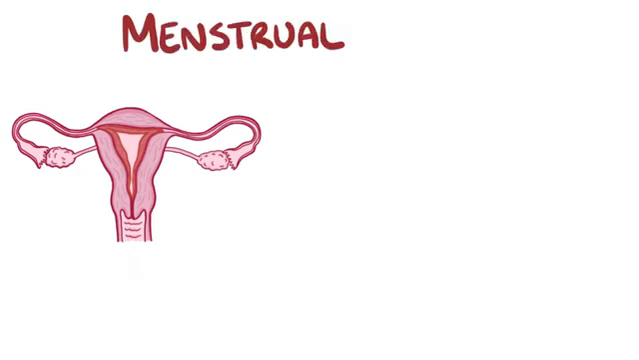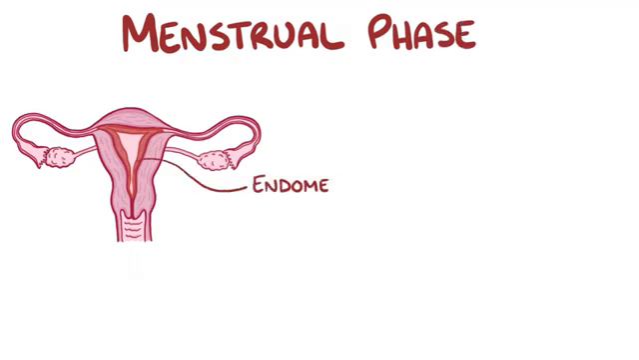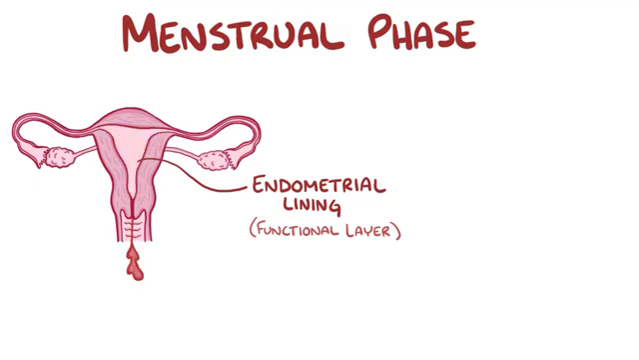While the ovary is busy preparing an egg for ovulation, the uterus, meanwhile, is preparing the endometrium for implantation and maintenance of pregnancy. This process begins with the menstrual phase, which is when the old endometrial lining, or functional layer, from the previous cycle is shed and eliminated through the vagina, producing the bleeding pattern known as the menstrual period.